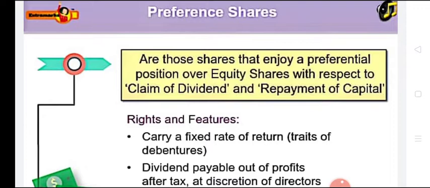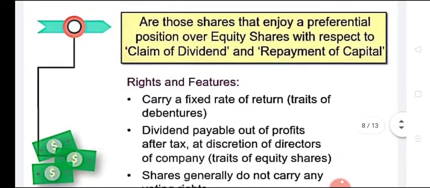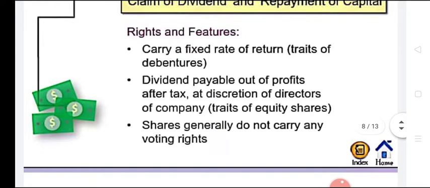They are those shares that enjoy a preferential position over equity shares with respect to claim of dividend or repayment of capital. A few of the rights and features of preference shares are: they carry a fixed rate of return, that is, they get the fixed rate of dividend every time, and they are not the real owners of the company. Dividend is payable out of the profits which are after tax, and at the discretion of the directors of the company.